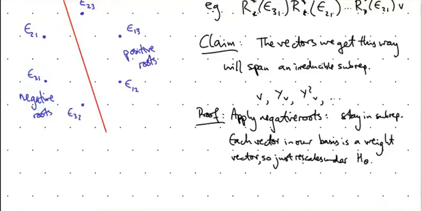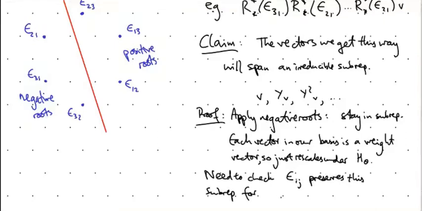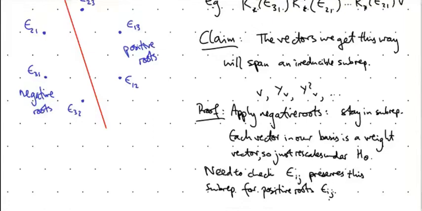So all we need to check now is what happens if we apply E23, E13, or E12. So we need to check that EIJ preserves this subrepresentation, for positive roots EIJ. Okay, we're just going to prove this for E13 because the other ones are going to be the same sort of argument, and we're going to prove it by induction.